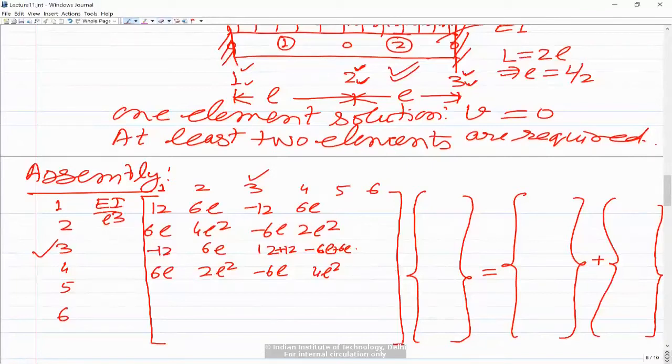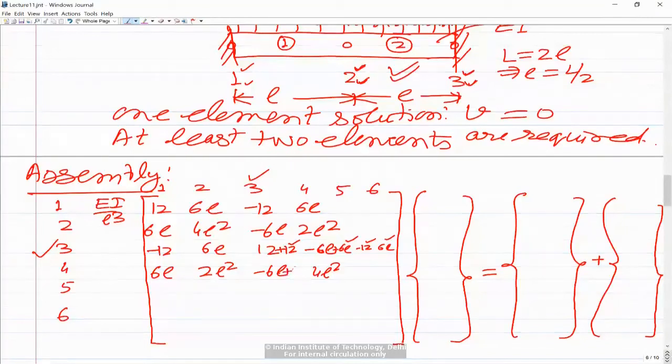So this is here my third row, so minus 12 and 6L. So you see, these are the contribution from the second element. So first row of the second element is going to third row of the global system, and columns are third, fourth, fifth, and sixth. Then the second row will go to the fourth row of the global system, and columns would be 3, 4, 5, and 6.